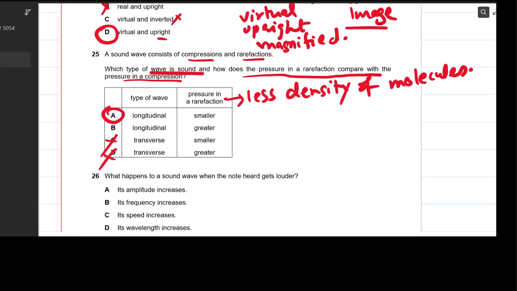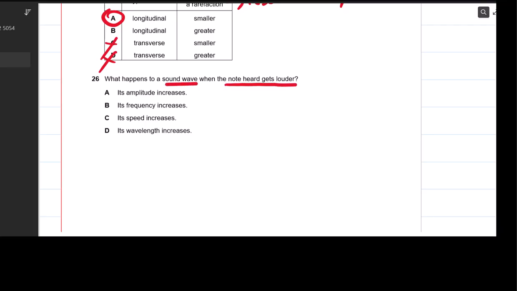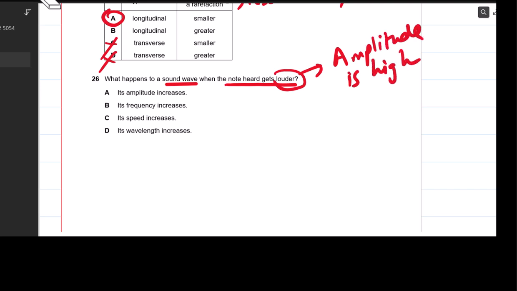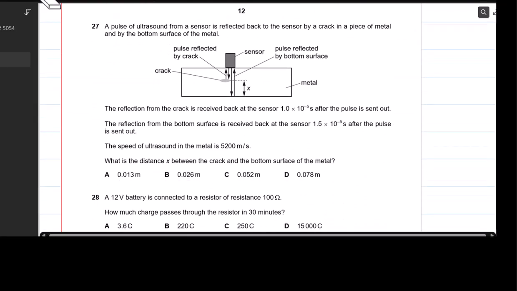Moving to question 26. What happens to a sound wave when the note heard gets louder? If it is louder, it means the amplitude increases. It means greater amplitude. Amplitude is high. Yeah, a straight simple question. It's A. Frequency, no, it is not possible. So question number 27. A good question.